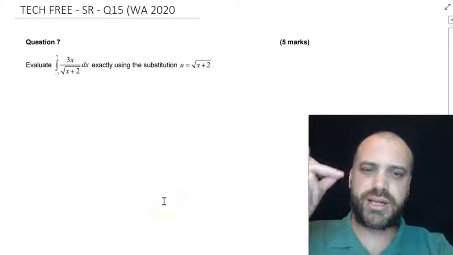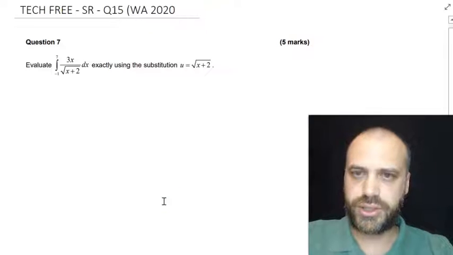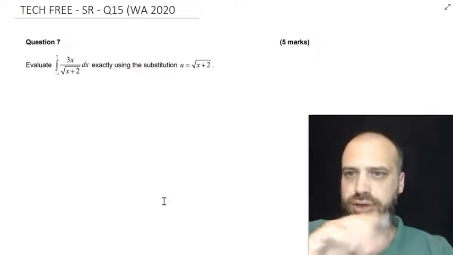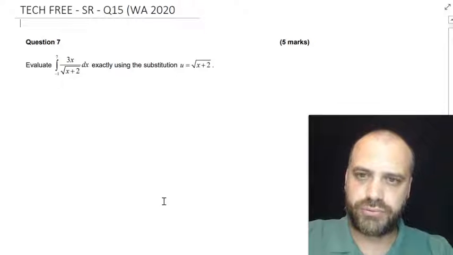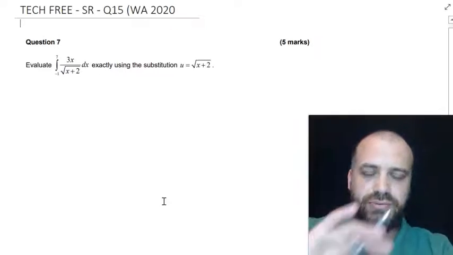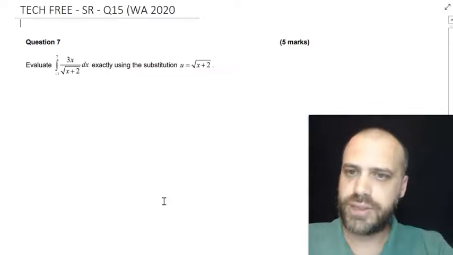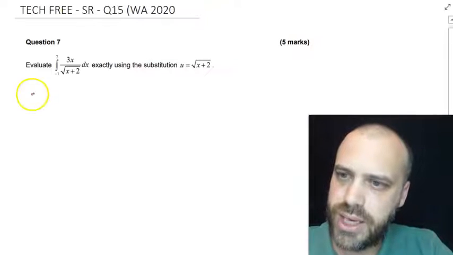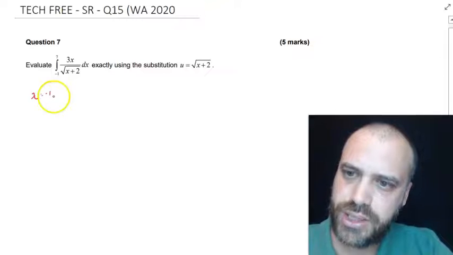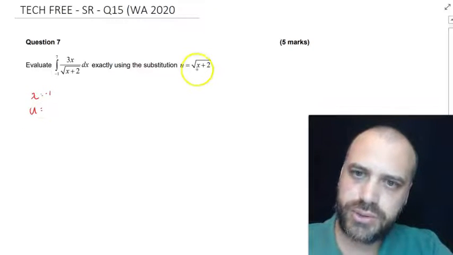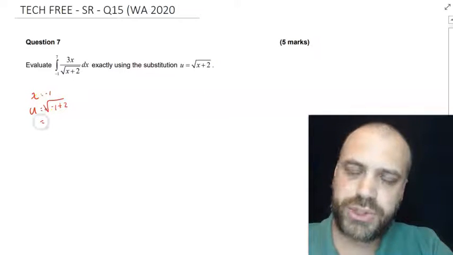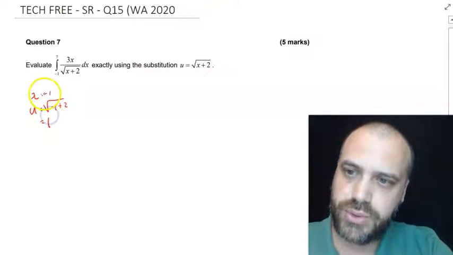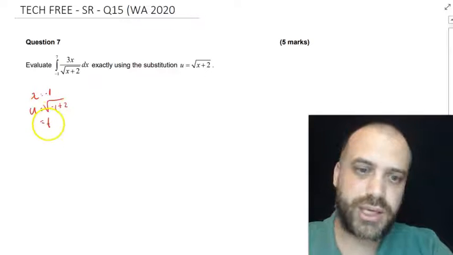Okay, so we're doing a definite integral with a u substitution. So we're going to need to change these terminals so that we can work directly with this u value once we've integrated it in terms of u. So when x equals -1, u equals, and we just sub -1 into there, right? u equals the square root of -1 plus 2, which is the square root of 1, which is 1. All right, so when x equals -1, u equals 1.